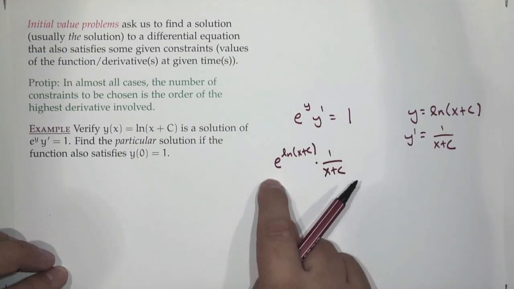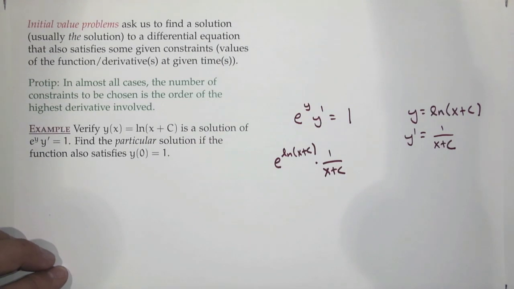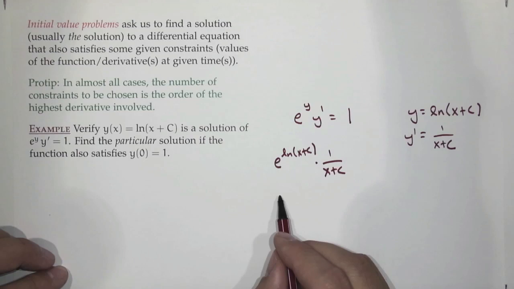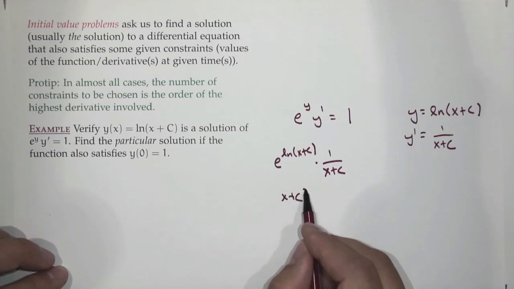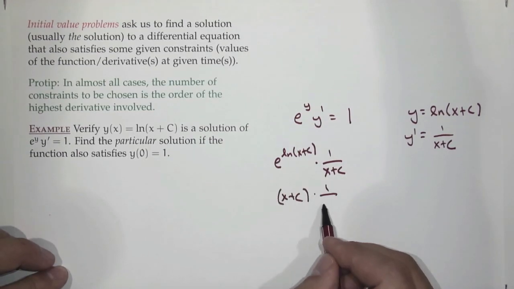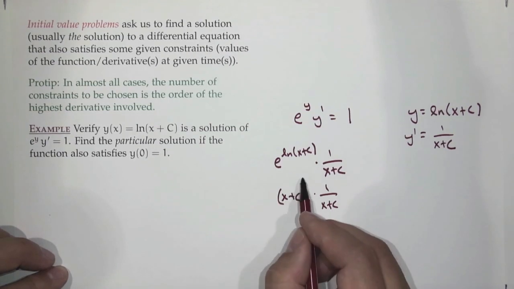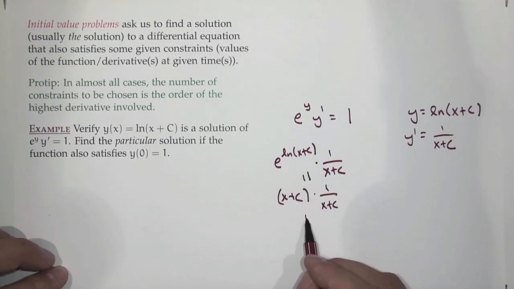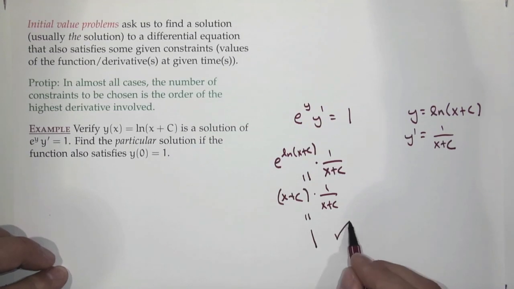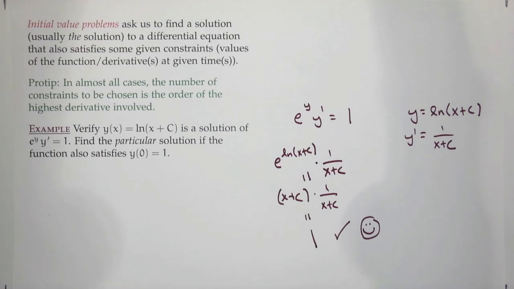But what's true about e and log? They're inverses of each other, and so they undo each other. So in essence, you can think of them as canceling. So it's x plus c times 1 over x plus c. But what is that? That's 1. Okay, so good. This is the verification. We're happy because both sides agree. All right, that's the first sentence.